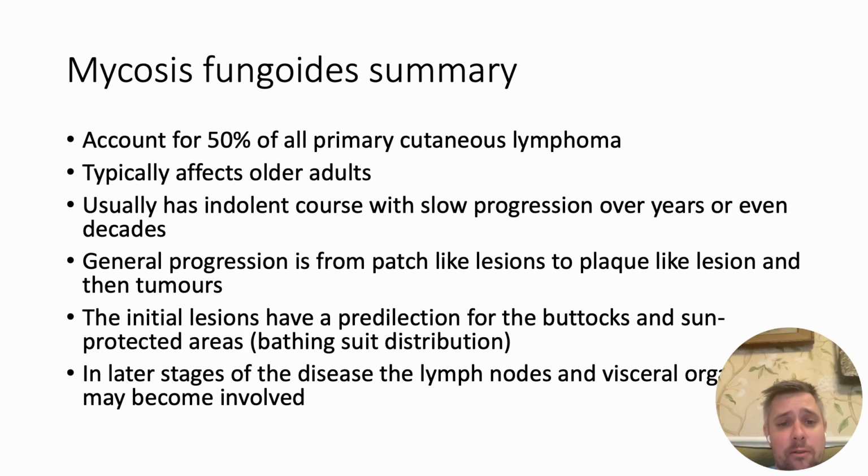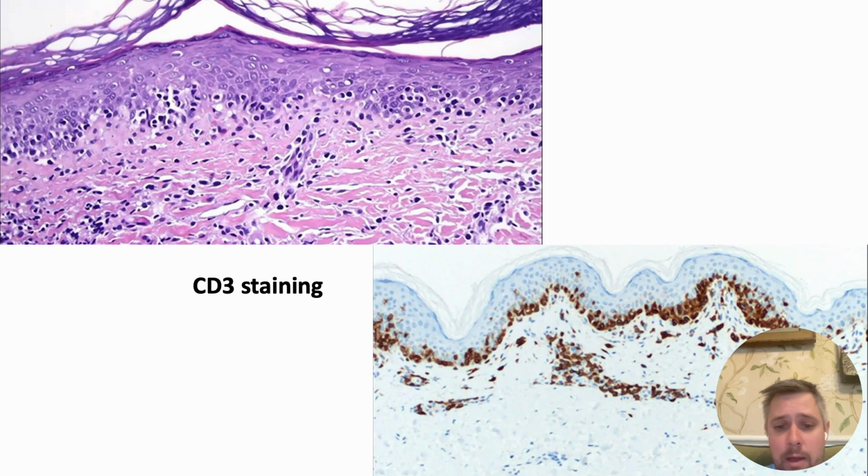And the initial lesions tend to have a predilection for the buttocks and some protected areas, and this is called the Bayesian skin distribution. In later stages of the disease, the lymph nodes and the visceral organs may become involved. And this is a general image of what you might see.